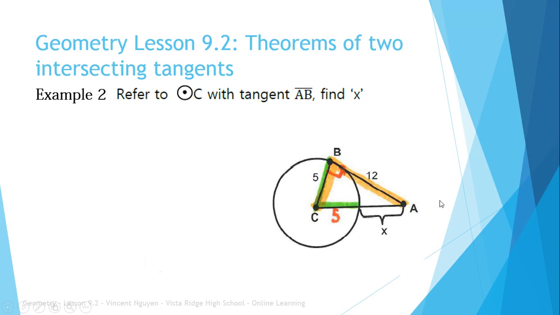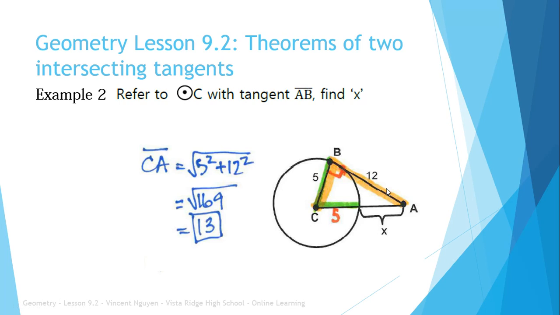Okay, so if this is 5, this is also 5, right? So we can use the Pythagorean theorem here. So it's a squared plus b squared equal to c squared. Well, c squared is this whole thing. It's 5 plus x, right? But let's see how we do that. CA. To find CA, you do a squared plus b squared, right? So 5 squared plus 12 squared. And then you take the square root of that, you get 13.